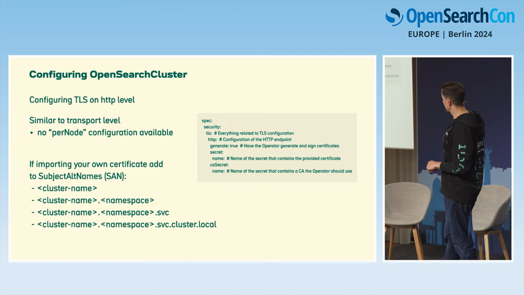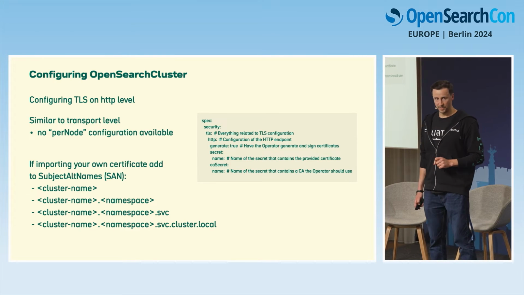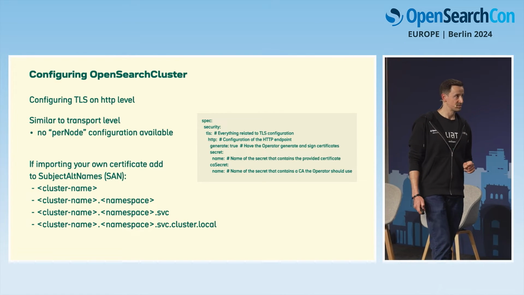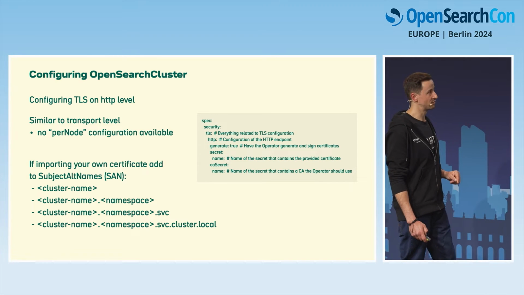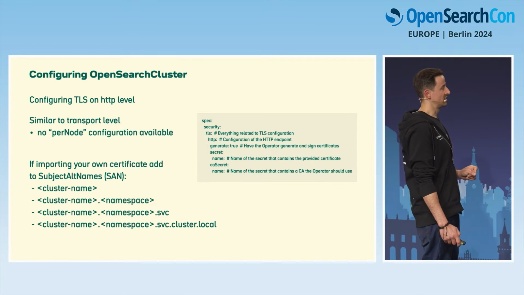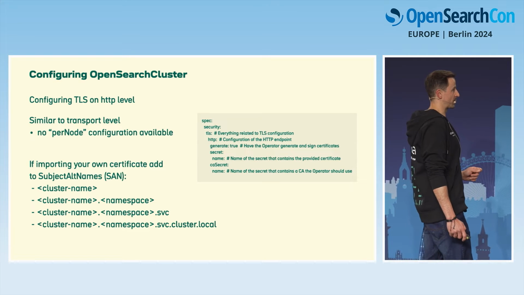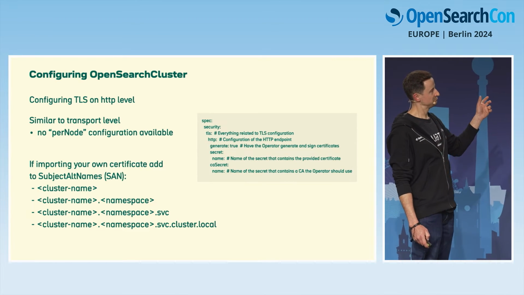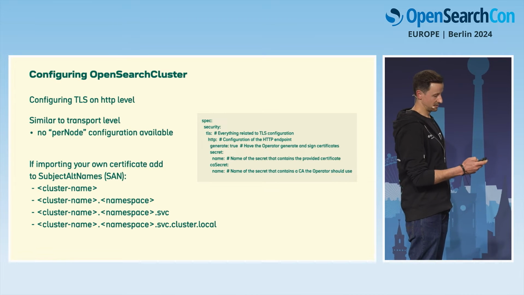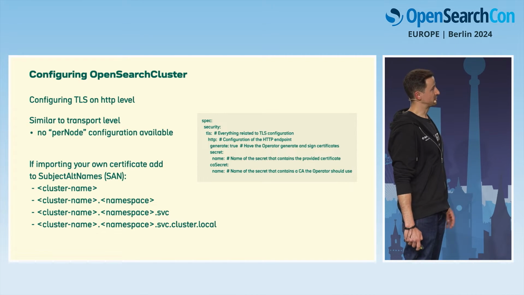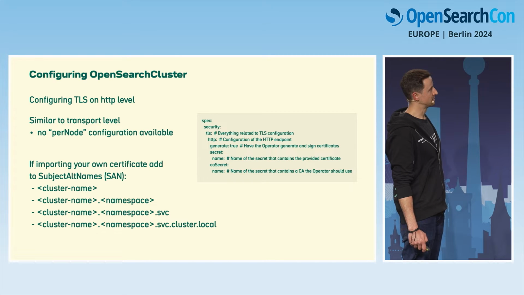On the HTTP level, like I said, it's exactly the same as the transport. The only difference is there is no per node configuration. And if you're importing your own, make sure you add those names, tags, to a subject alternative name so that it functions as expected. Again, the actual configuration is on the right-hand side. You can see it's almost identical to previous.